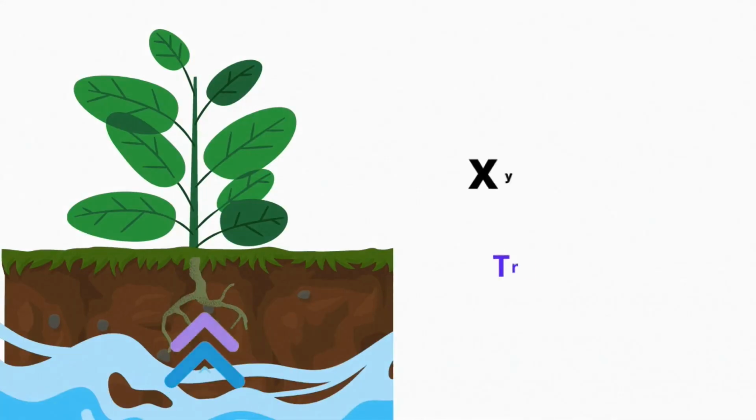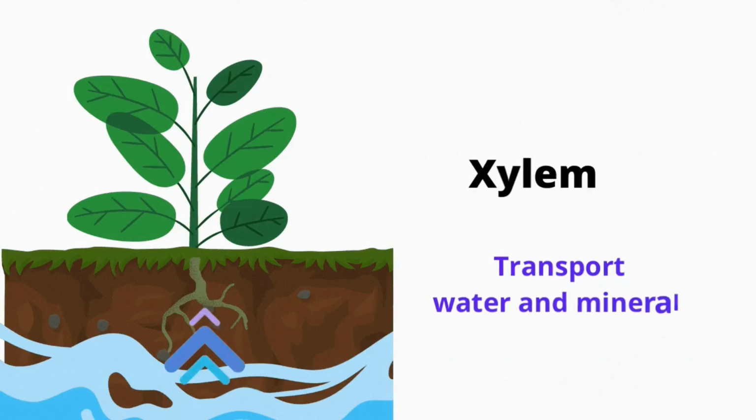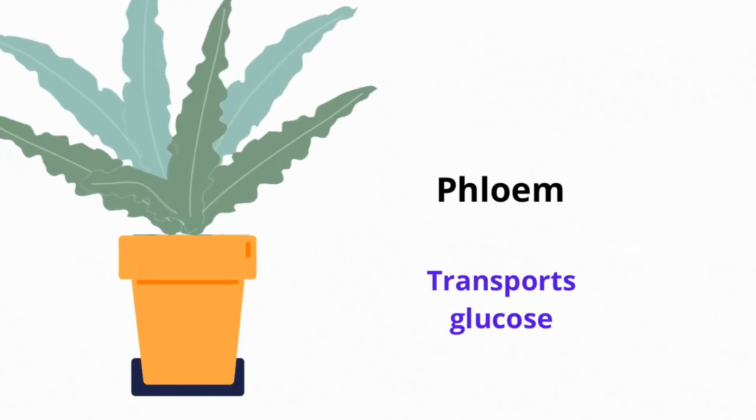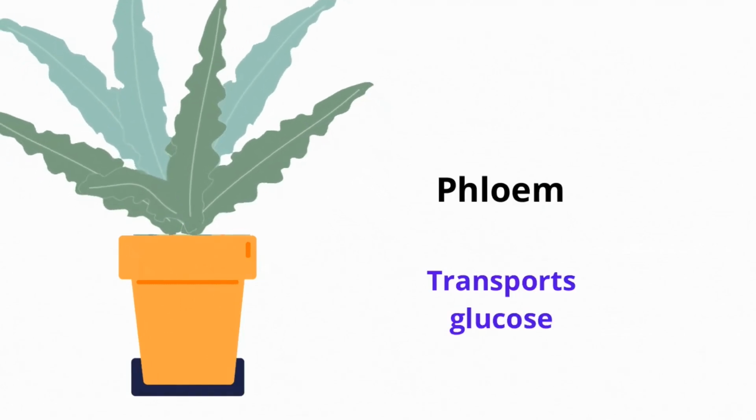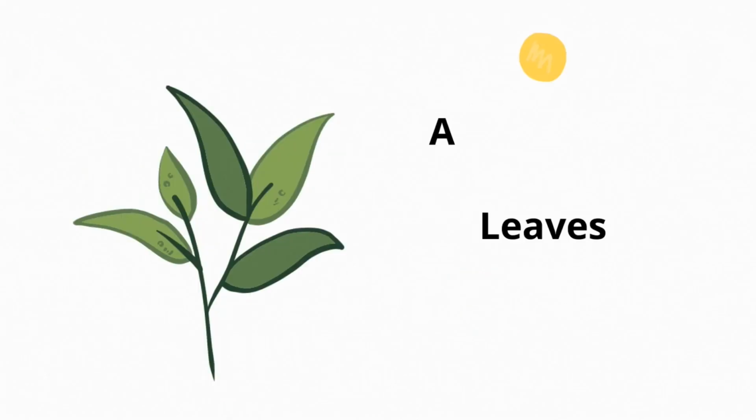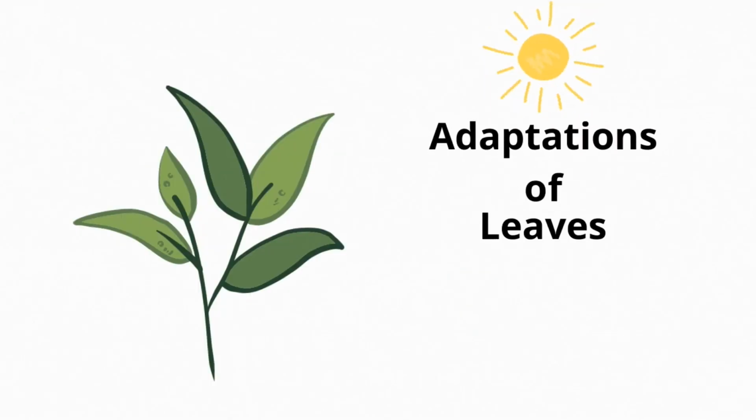Xylem is an adaptation of plants that transports water and minerals from the roots to all the plant parts. And phloem transports food, glucose, from leaves to other plant parts. These are the adaptations of the leaf to carry out photosynthesis.